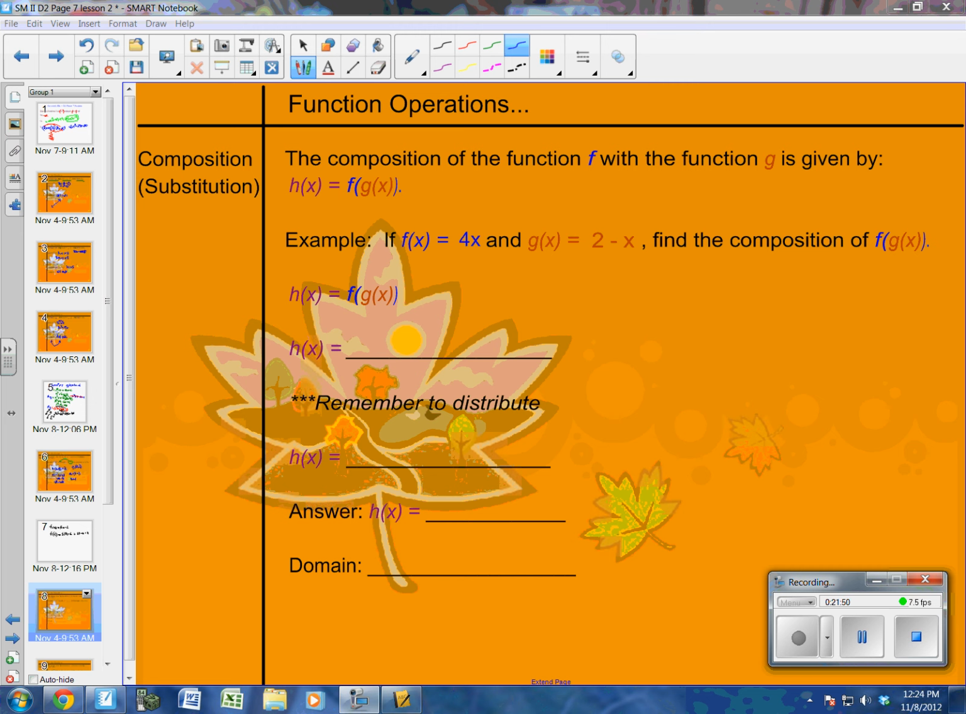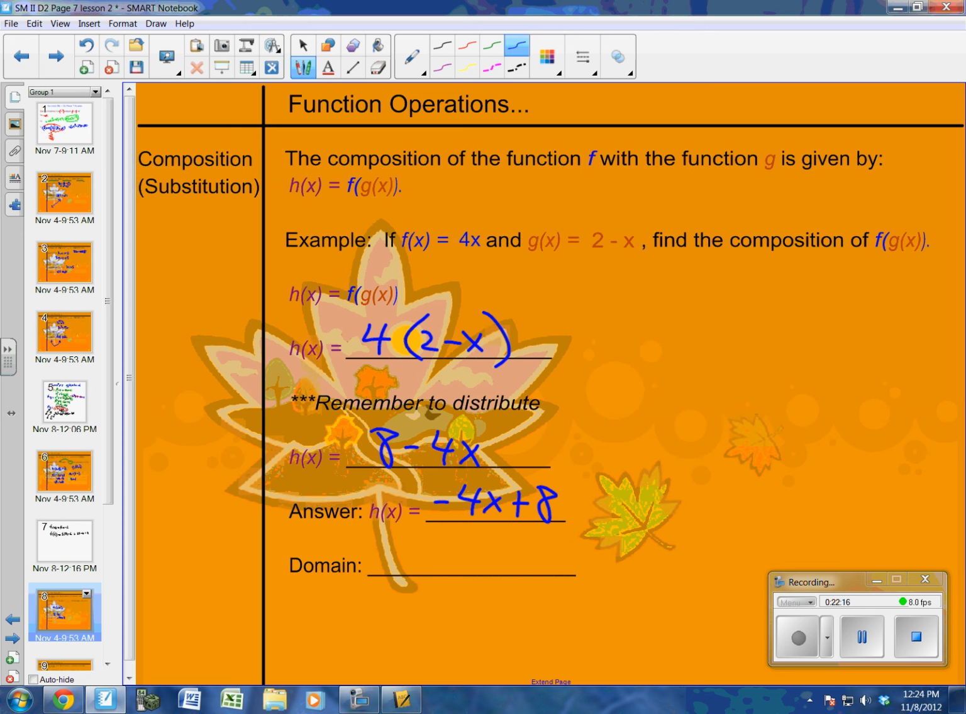Our new function, h of x, is going to be by putting g into function f, right? So here's function f. It's 4 times x, which we're going to put parentheses. We're going to substitute g in for it, 2 minus x. We are going to distribute. We're going to get 8 minus 4x. And then probably the proper way to write this is negative 4x plus 8. How many of you got that as the answer?